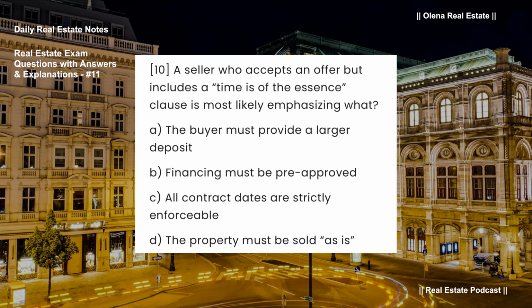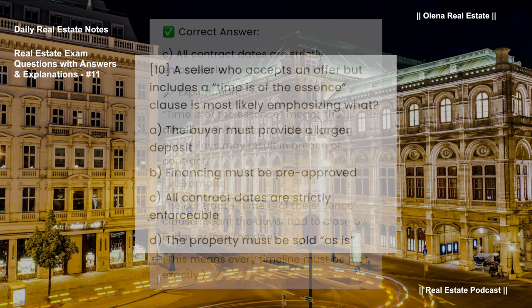A seller who accepts an offer but includes a time is of the essence clause is most likely emphasizing what? A. The buyer must provide a larger deposit. B. Financing must be pre-approved. C. All contract dates are strictly enforceable. D. The property must be sold as is.